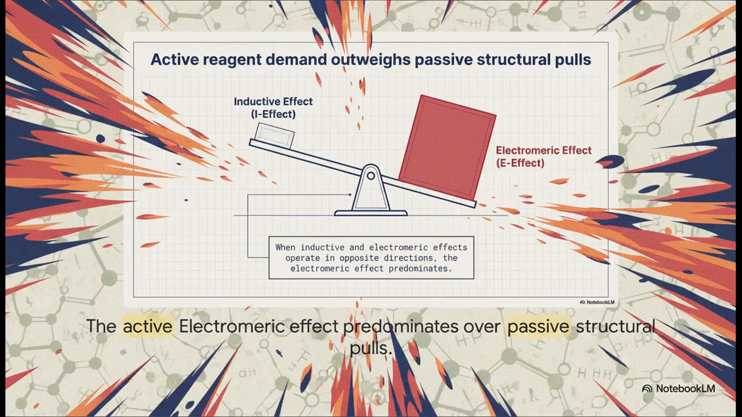So just how powerful is this temporary effect? Well, this seesaw right here is a perfect illustration. The electromeric effect is an active, immediate response to a threat or an opportunity. Other effects, like the inductive effect, are more like passive structural pulls. When you pit them against each other, the active, on-demand electromeric effect is going to win that fight almost every single time. It dominates the outcome.